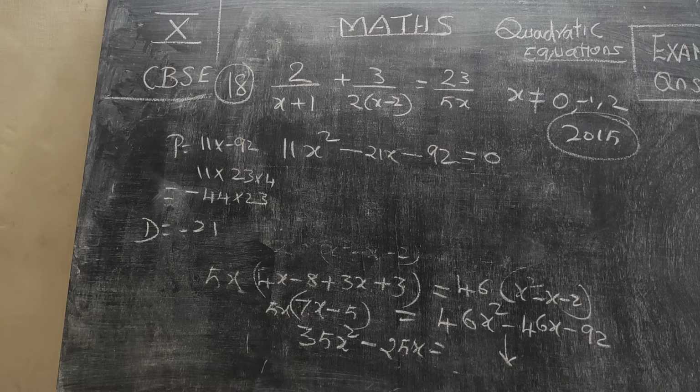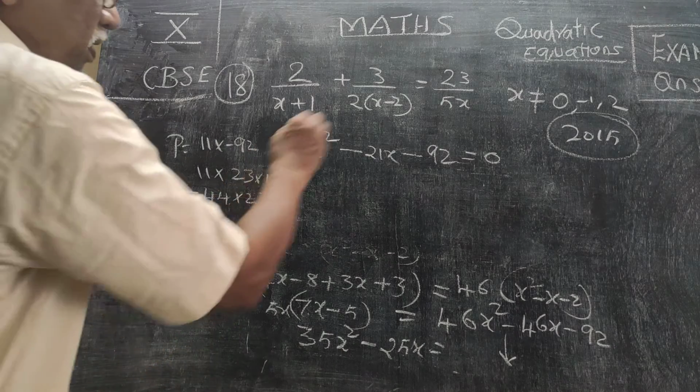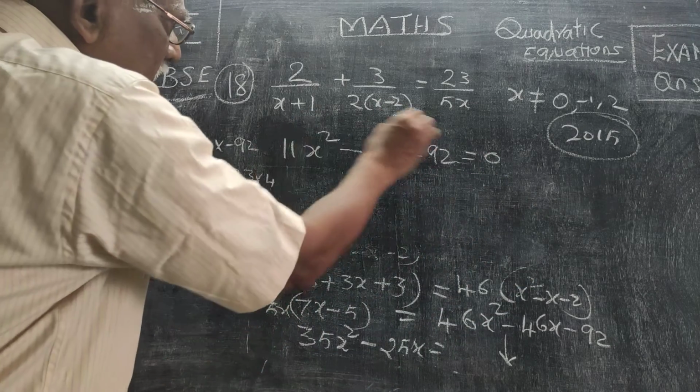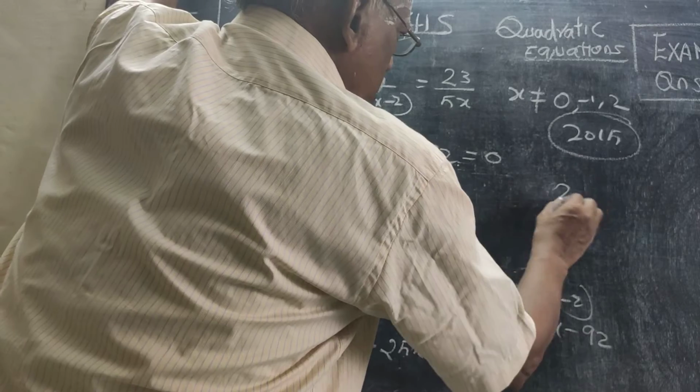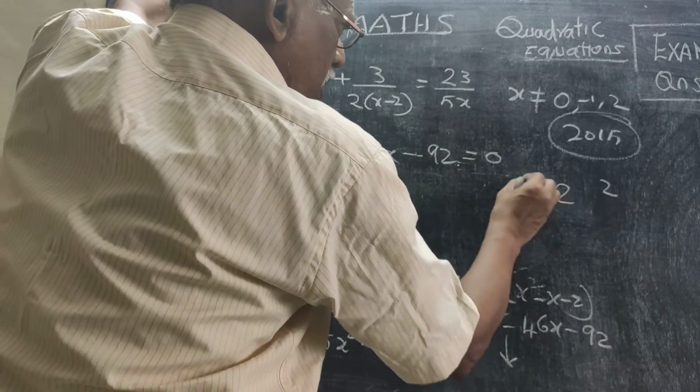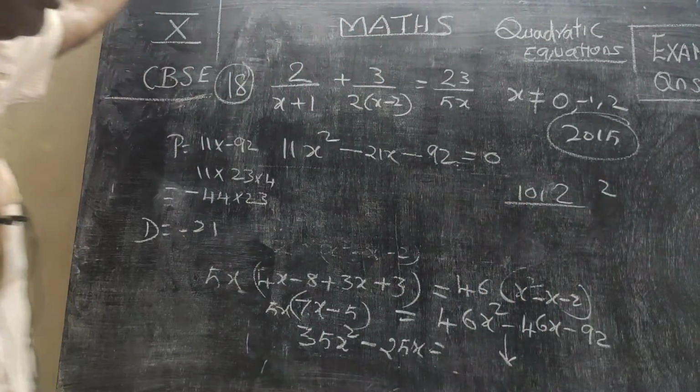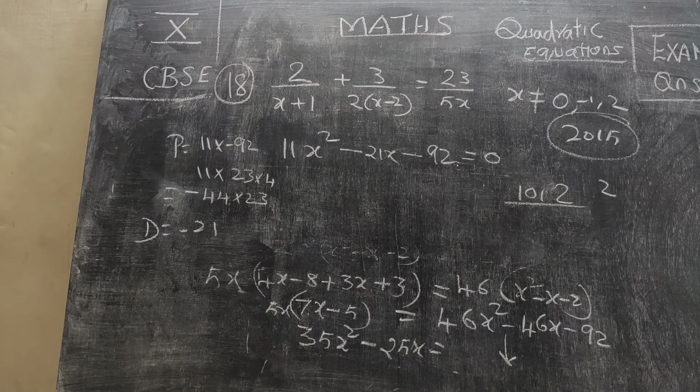Now we have to factorize this, 11x square minus 21x minus 92 equal to 0. The product is 11 into 92, I am not multiplying, just 11 into minus 92 I have written. It's a very big number, 11 into 92, if you multiply you will be getting 1012 should be the product of two numbers. Since the constant is negative, the difference of two numbers must be 21. So finding two numbers whose product is 1012 and the difference minus 21 is a little bit difficult.